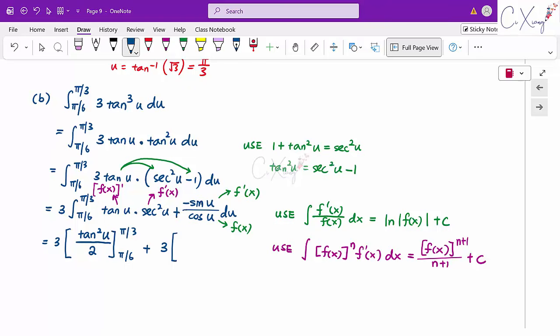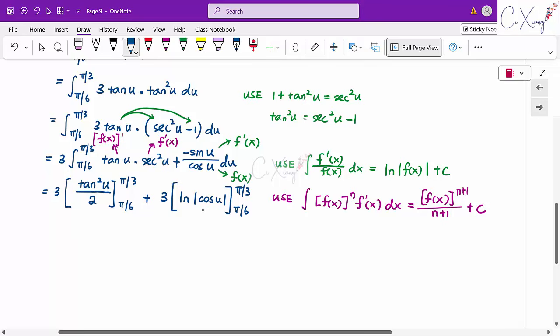Okay, so integrate this one, I'll be having ln, then fx, my fx in this case is cos u. Okay, then of course we need to put in the limit of pi over 3 and also pi over 6. Alright, so let's continue further. After the integration, we need to substitute in all the values.